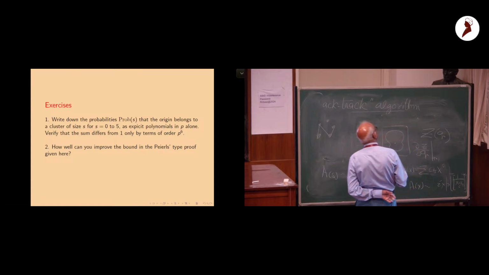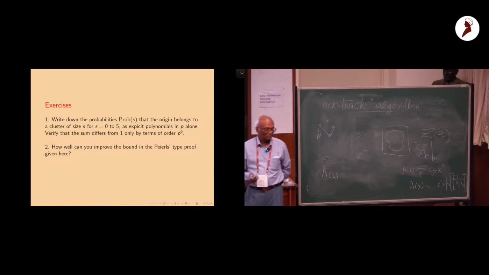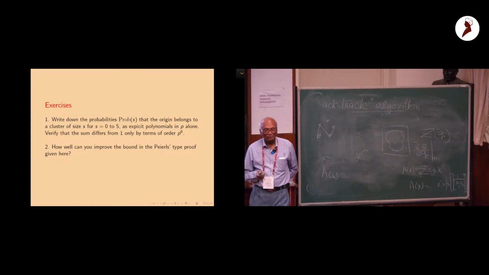Okay, so I am close to the end. So these are just some exercises. So I will explain the exercises and then you will do them. So the first one is to write down the probability P of S that the origin belongs to a cluster of size S for S equal to 0 to 5. Write it down as an explicit polynomial of P in each case.